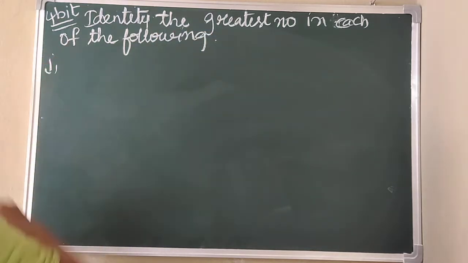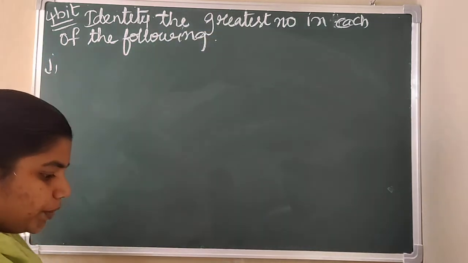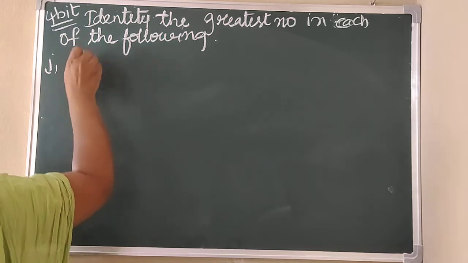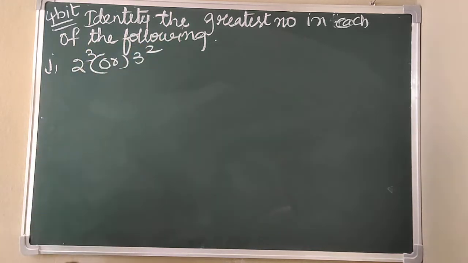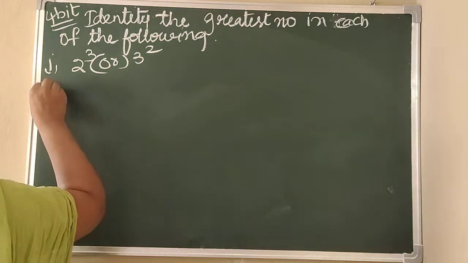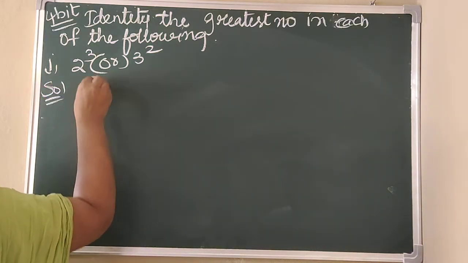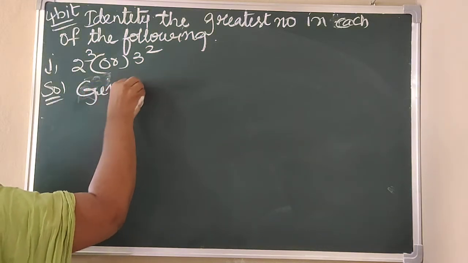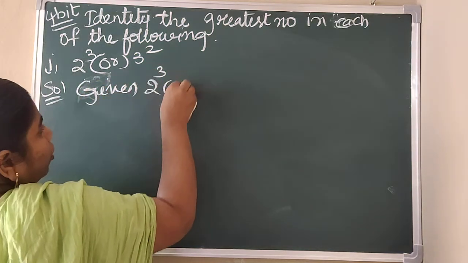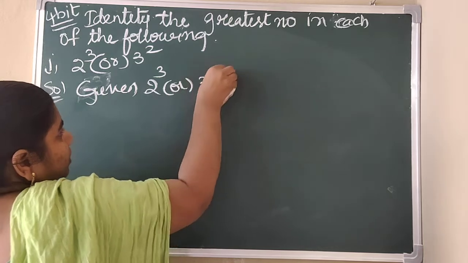So in that, first one is 3 cube into 3 square. 2 cube or 3 square. In these two, which is greater we have to find. So here, 2 cube or 3 square is given.